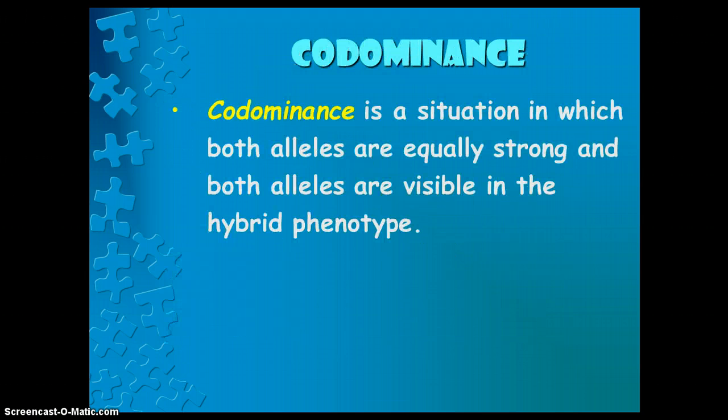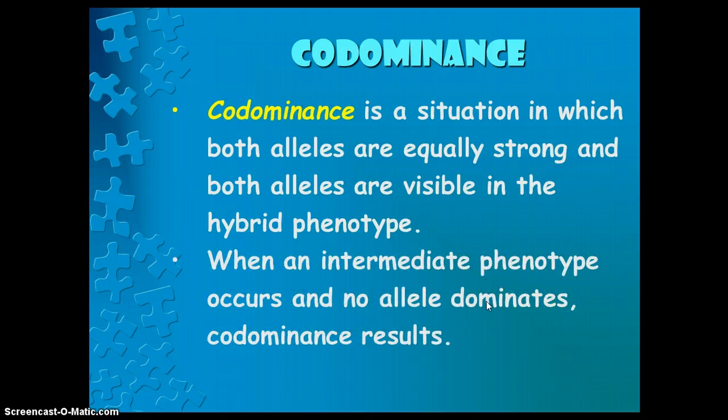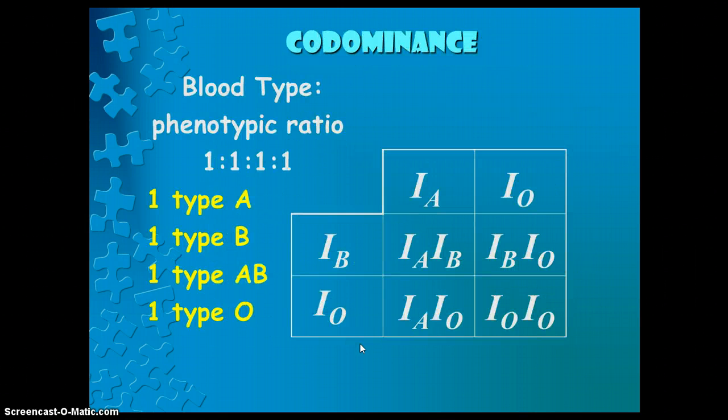But with codominance, if we had a big R and a big W that we were breeding together, the phenotype would be a pink and red flower, or I'm sorry, a white and red flower. Let me show you what this looks like. When both alleles are expressed and no allele dominates, codominance results.